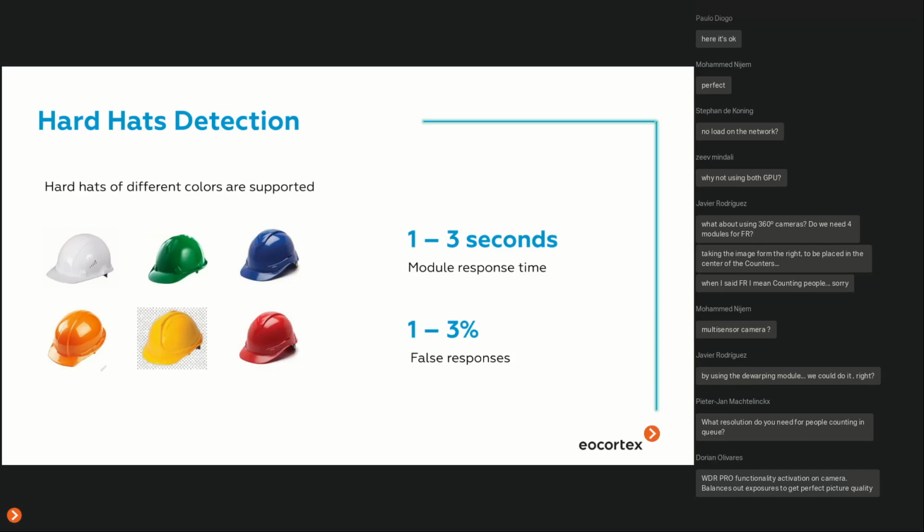The response time for any of those hard hats is about 1 to 3 seconds, depending on the conditions. And the false alarm rate is about 1 to 3% as well, meaning that out of 100 people wearing hard hats, the module might declare 1 to 3 of them as not wearing hard hats. So that's what that means.